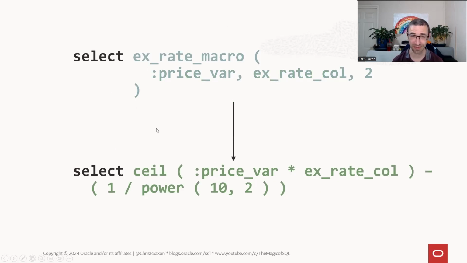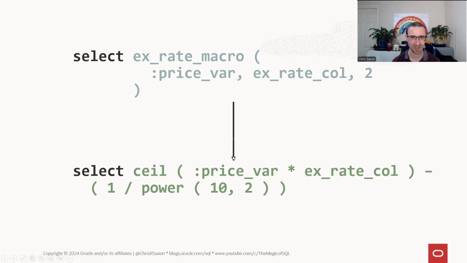The code we wrote was select the exchange rate macro. What the database actually runs and executes is the formula within it, with those placeholders plunked in. Notice it's still the bind variable. Bind variable peeking still happens, but it doesn't look at the value of the bind variable and swap that in. It still persists that bind variable in the final SQL statement.